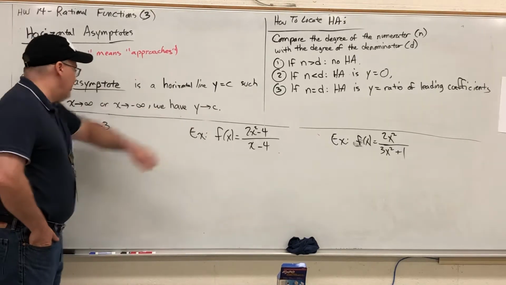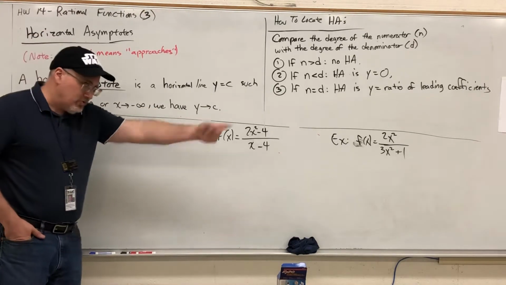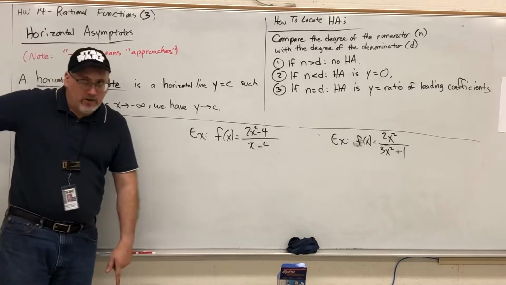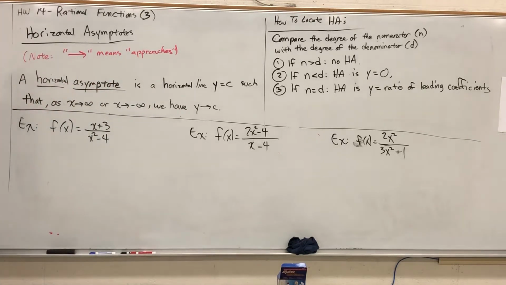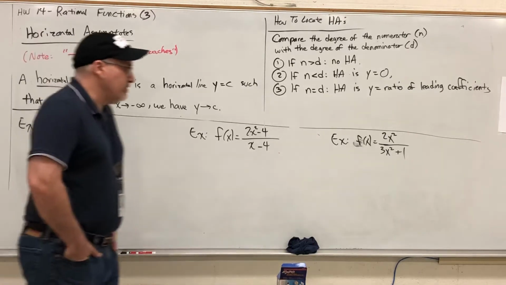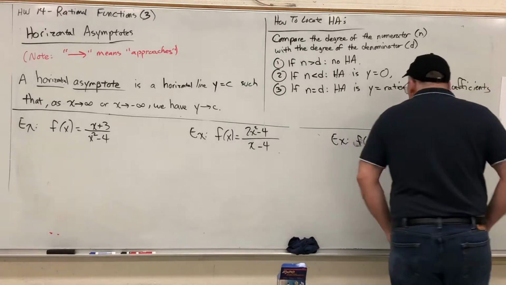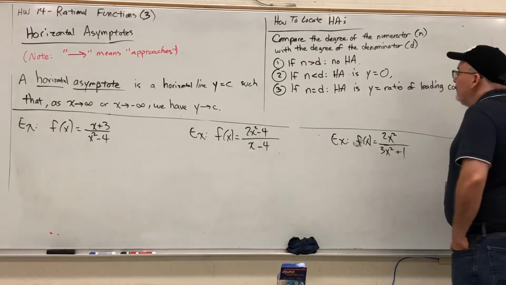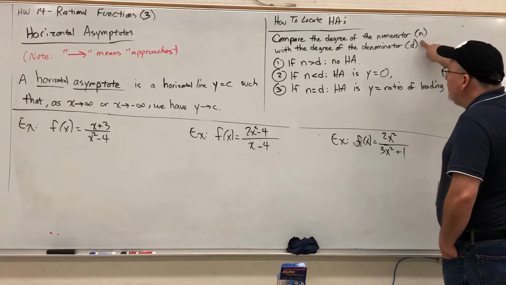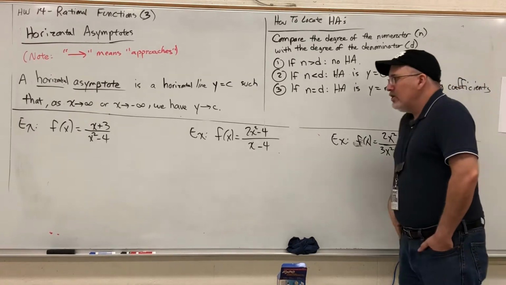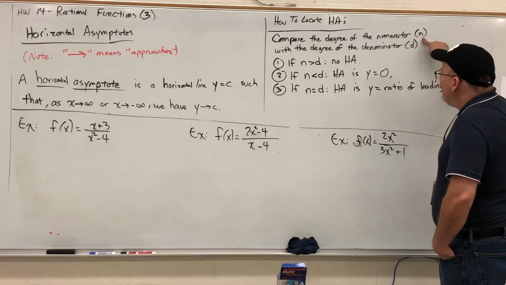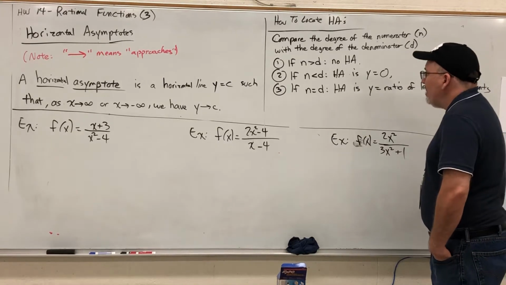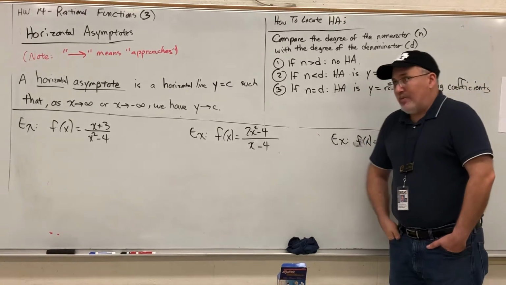It's a horizontal line such that as x approaches infinity, so it goes to the right, or x approaches negative infinity, goes to the left, we have y approaching that value. And just like vertical asymptotes, there's a straightforward way to locate horizontal asymptotes. But instead of solving anything, you just compare. You compare the degree of the numerator, which I'm going to call n, with the degree of the denominator, which I'm going to call d. Remember that degree is just the highest power. So this is saying the same thing as the highest power in the numerator and the highest power in the denominator. One of 3 things must happen.